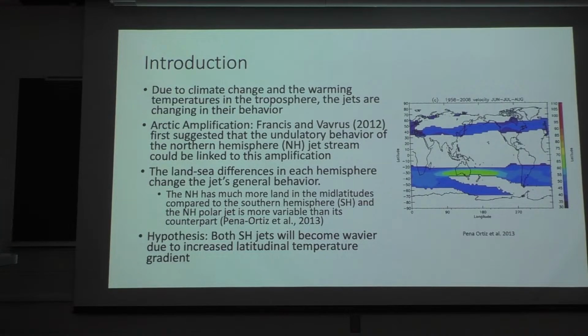And the thinking is, what happens to the Southern Hemisphere jets in their waviness? The thought is that both the subtropical and polar jet streams would become wavier due to the climate change and warming temperatures and the increased latitudinal temperature gradient.